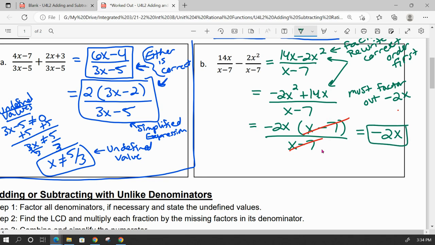But don't forget your undefined value is whatever is going to make the denominator equal to 0. So if you have x minus 7 in the denominator, the only thing that's going to make the x minus 7 equal to 0 is if x equals 7. So x cannot equal 7. So if you have x minus 7, your undefined value is positive 7. Remember, it's always like the opposite. All right, so now we've stated our undefined value and we've stated our simplified expression.